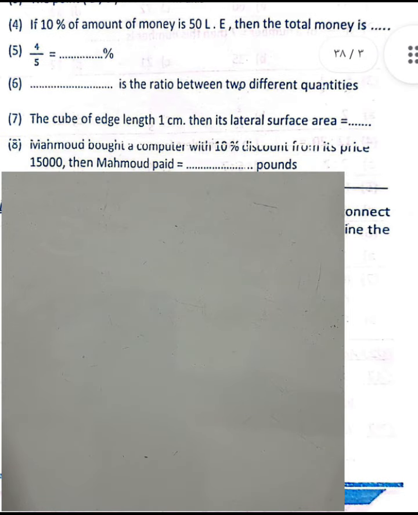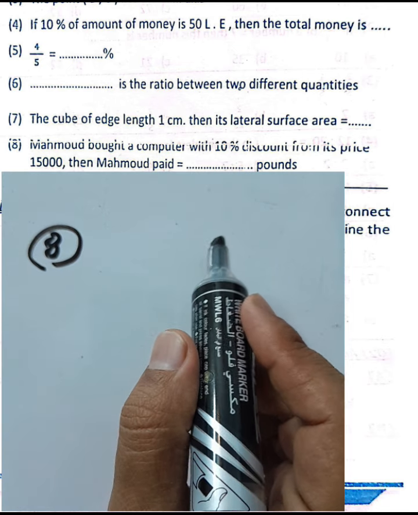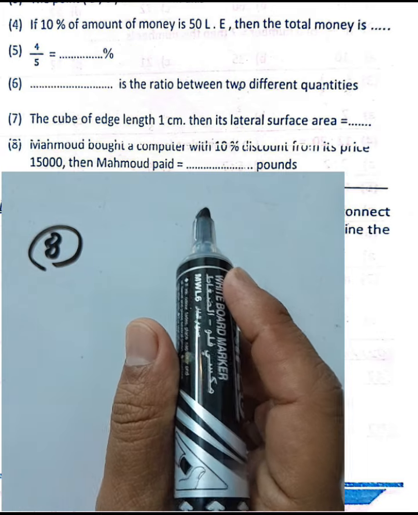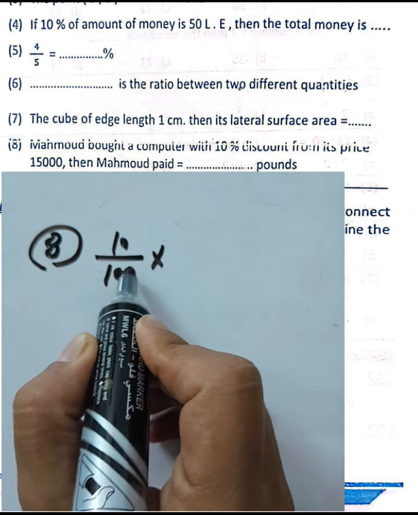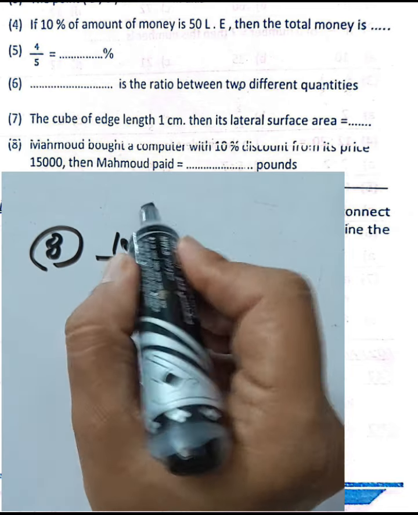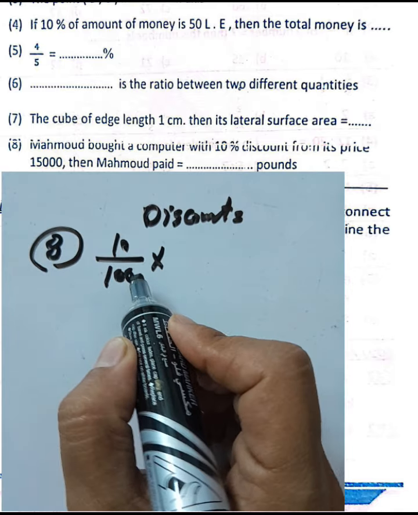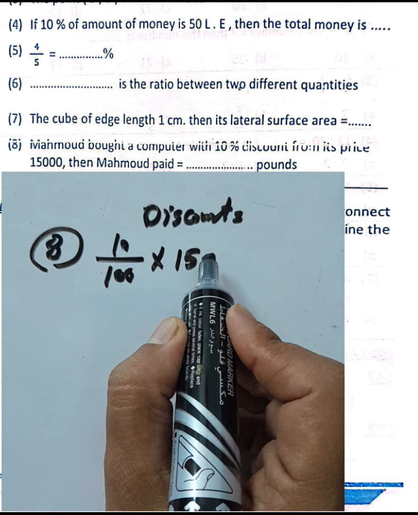Question 8. Mahmoud bought a computer with a 10% discount from its price of 15,000. Then Mahmoud paid what? Okay, we can write 10%. First we can find the discount. First step, you must find the discount.